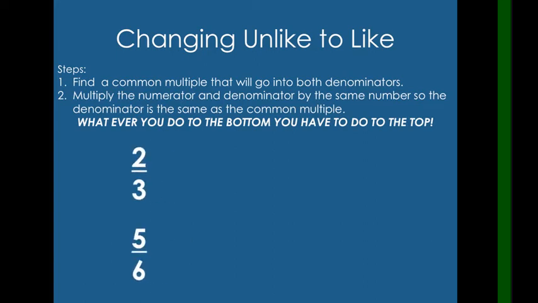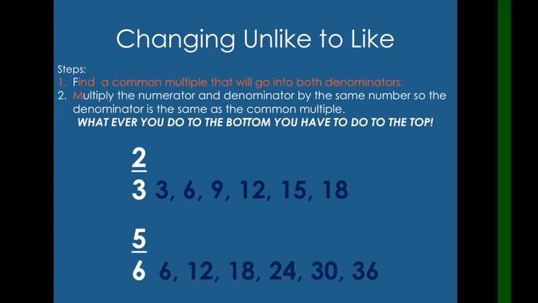So for instance, we have 2 over 3 and 5 over 6. So how are we going to add this? So paano natin sila i-add? First, find the common multiple that will go into both denominators. So ang denominator natin ay may mga multiple na 3, 6, 9, 12, 15, and 18. Sa second fraction natin, meron siyang multiples na 6, 12, 18, 24, 30, and 36. Ang common multiple nilang pareho ay 6. Ito yung pinakamaliit na number na pwede kong i-divide sa dalawa.